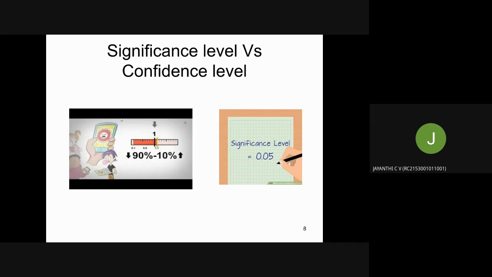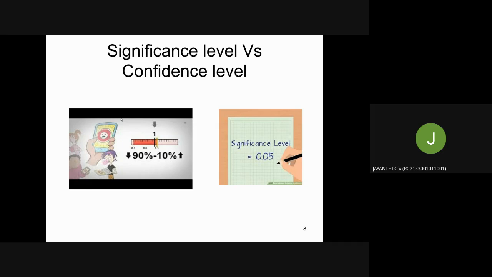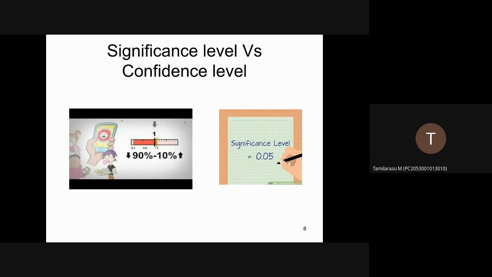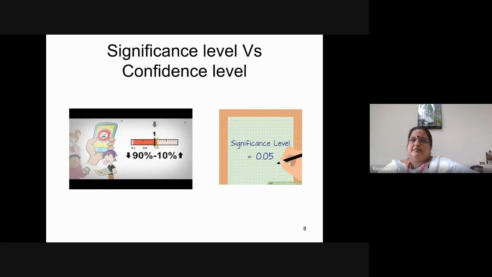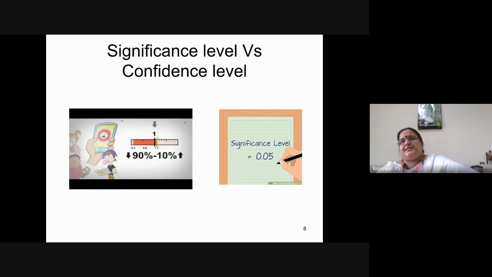Ma'am, when we do a statistical test and the data lies at a particular point, and more likely at that point, then we say it is significant at that point. Any other individuals? Ma'am, significance level is the standard level. What is next? What is the difference between significance and confidence level?